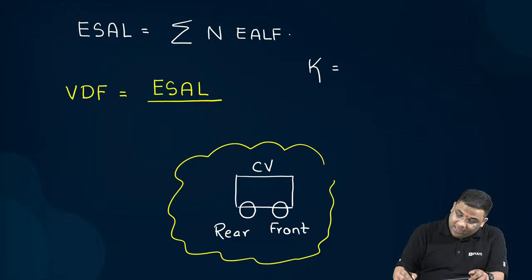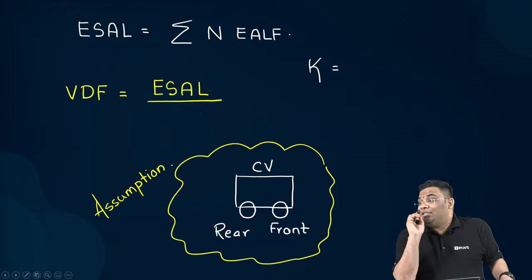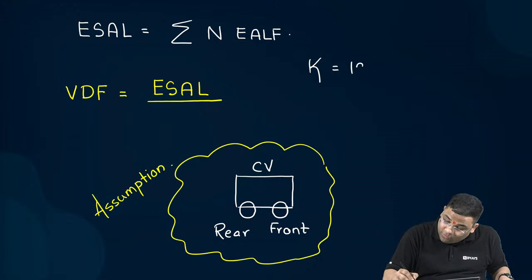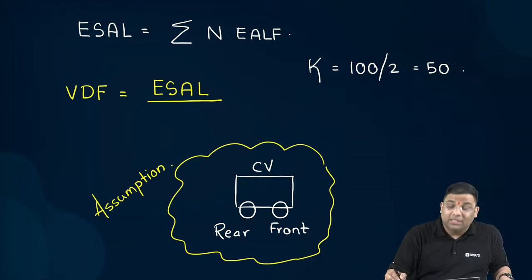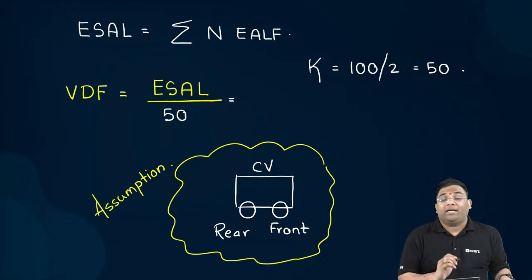then tell me how many commercial vehicles are there in this particular question. 50. Very good. 100 divided by 2 is equal to 50. So we'll divide it by 50 to get the vehicle damage factor.